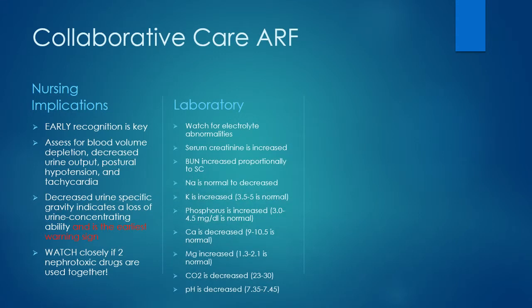You will monitor for electrolyte abnormalities. Serum creatinine is increased. The BUN is increased proportionally to the serum creatinine. Sodium is normal to decreased. Potassium is increased. Phosphorus is increased. Calcium is decreased. Magnesium is increased. CO2 is decreased, and pH is decreased. So diagnostically, a KUB can be performed, an ultrasound, a CT with no contrast, and an MAG3.